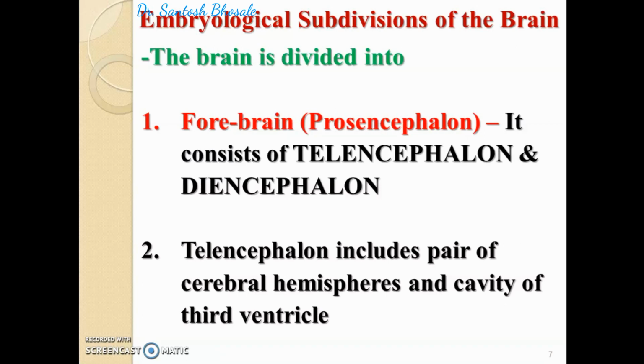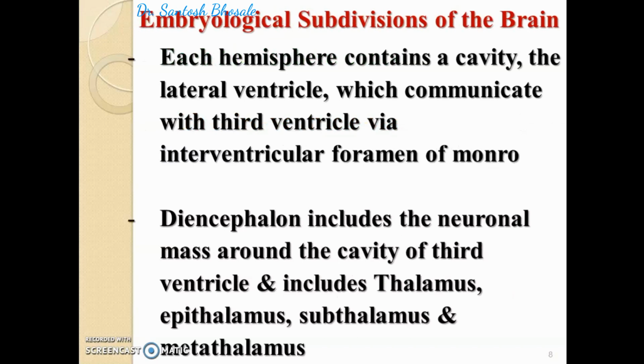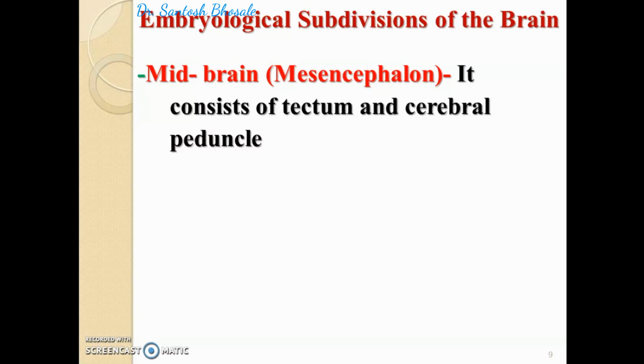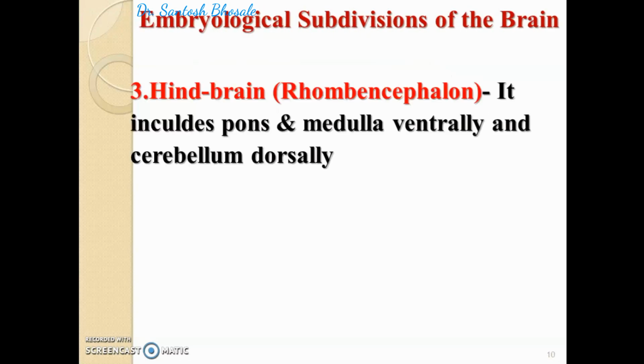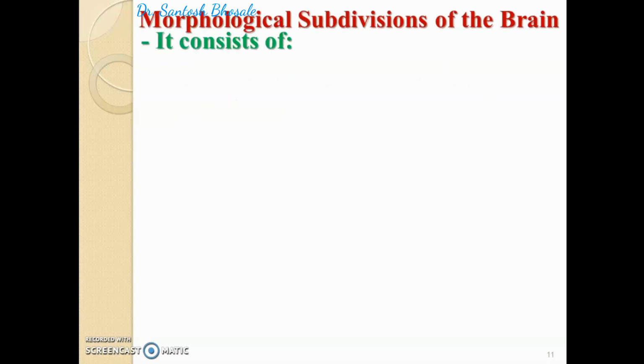Then you can also see each cerebral hemisphere contains a cavity called the lateral ventricle, which communicates with the third ventricle, which is between the two cerebral hemispheres, via the interventricular foramina of Monro. Whereas the diencephalon includes the neuronal mass around the cavity of the third ventricle, containing the thalamus, epithalamus, metathalamus, and subthalamus. The midbrain is the reduced part of the central nervous system, also called the mesencephalon. It consists of the tectum and cerebral peduncle. And the hindbrain, rhombencephalon, includes the pons and medulla anteriorly or ventrally and the cerebellum posteriorly.